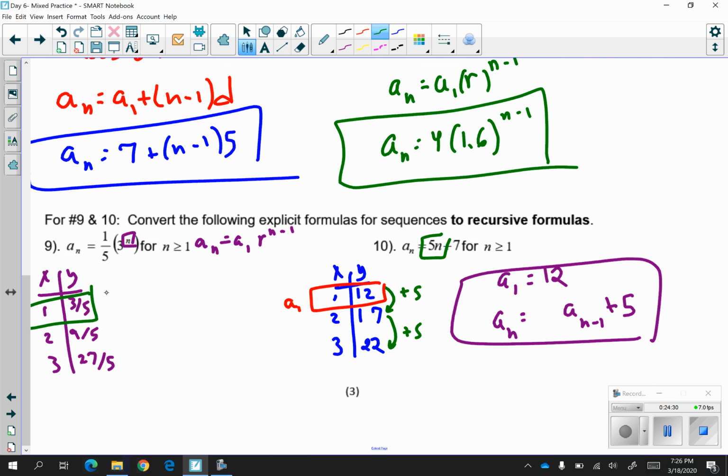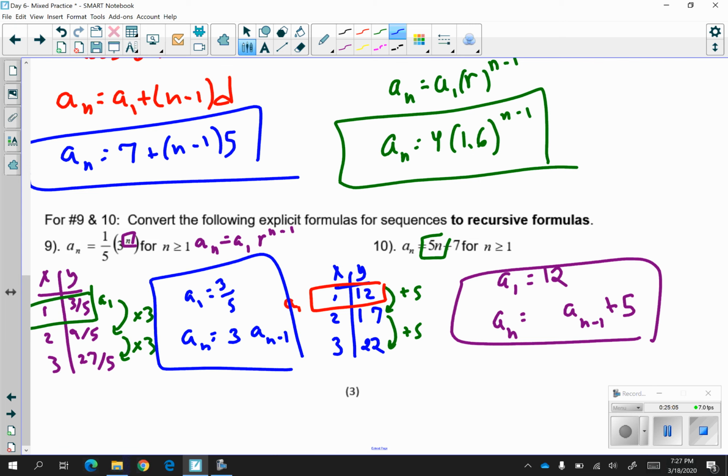Now we have our first term. And you can also tell that each and every time you are multiplying by 3, because the numerator is increasing by a factor of 3, and your denominator is staying the same. So when you go and write this out, you have a sub 1 is equal to 3/5, and the pattern, which is based on the previous term, is to multiply by 3.